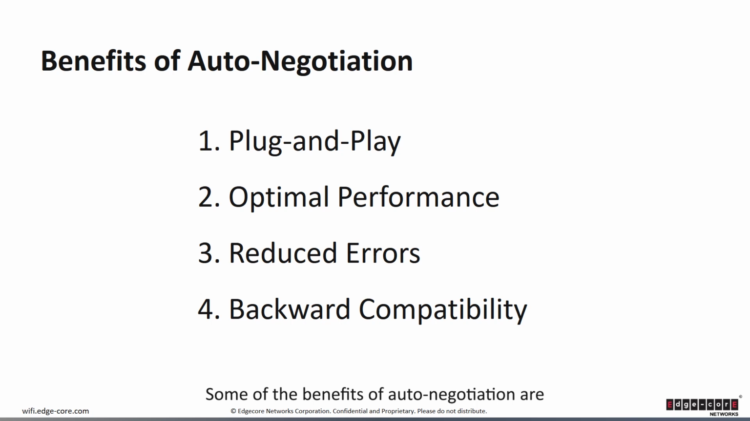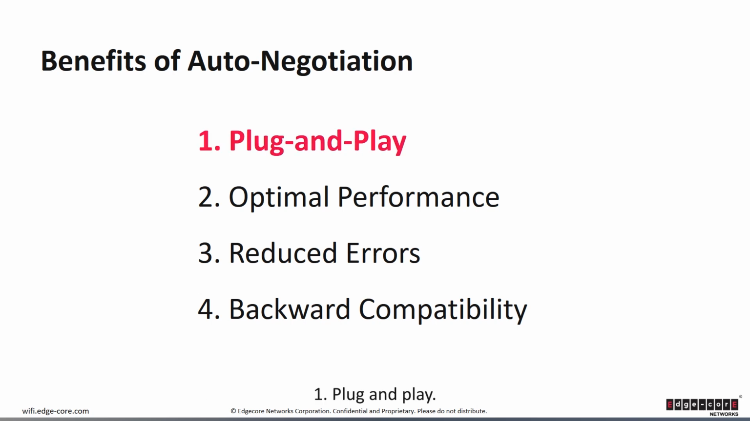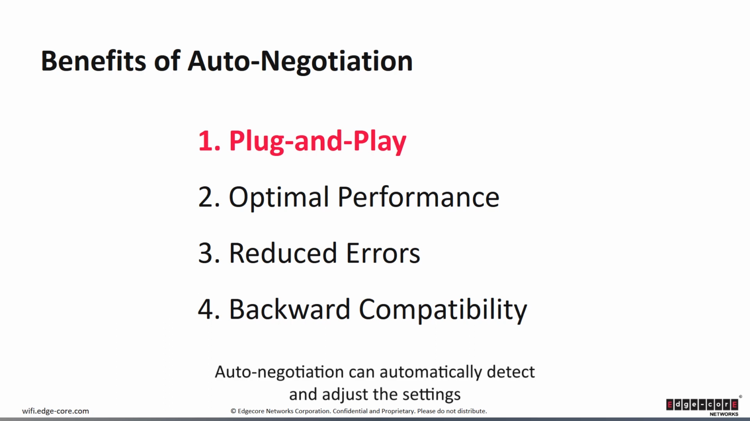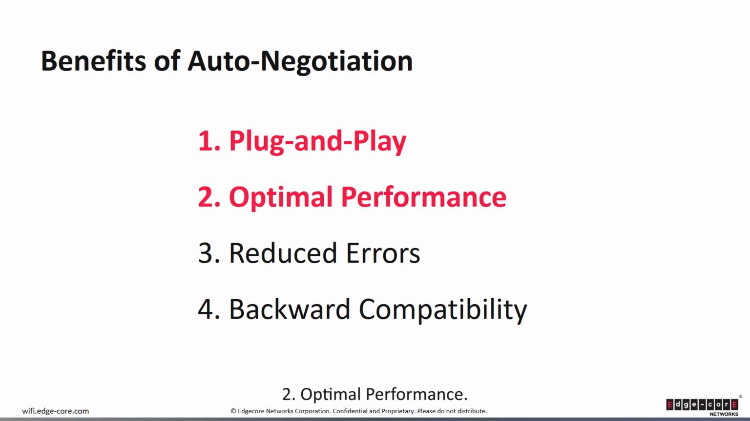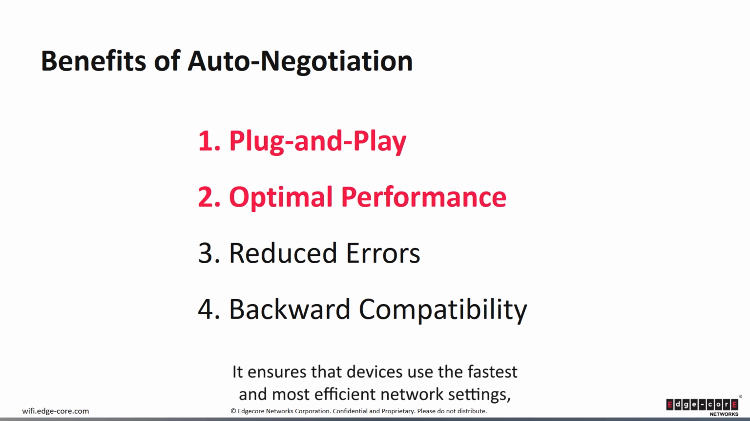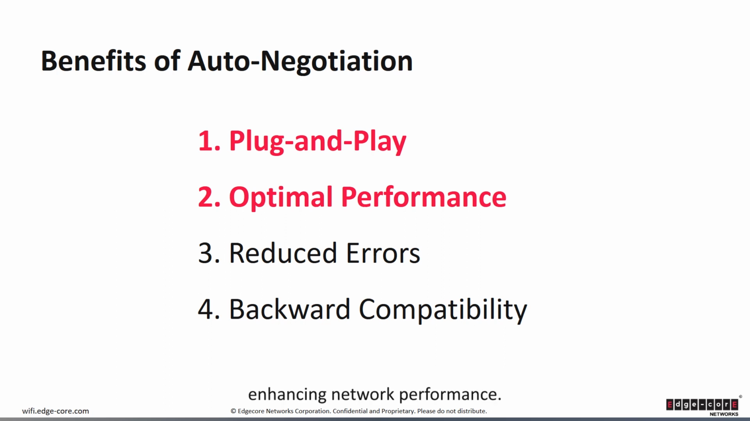Some of the benefits of auto-negotiation are: 1. Plug and play. Auto-negotiation can automatically detect and adjust the settings according to the capabilities of the connected devices, without the need for manual configuration. 2. Optimal performance. It ensures that devices use the fastest and most efficient network settings, enhancing network performance. 3. Reduced errors. It helps to avoid duplex mismatch, which is a common cause of network problems.